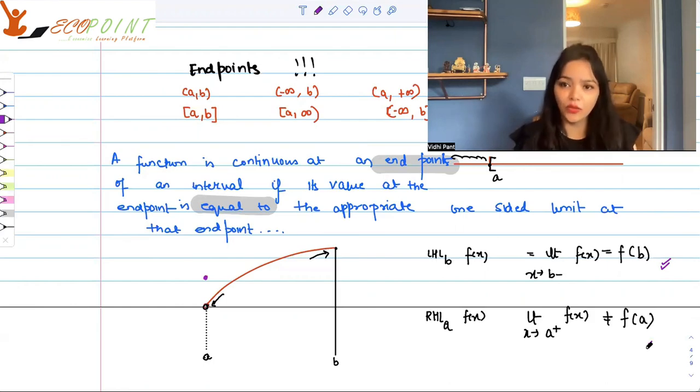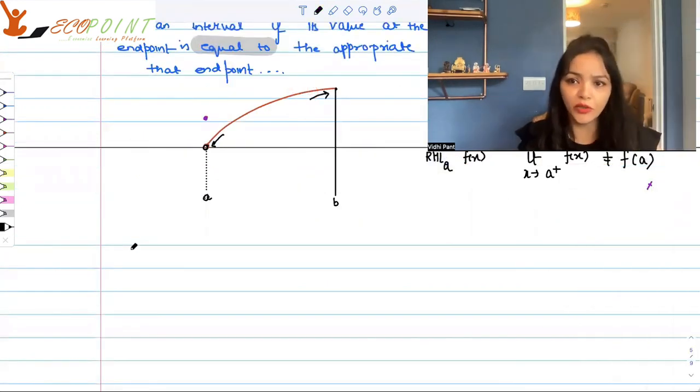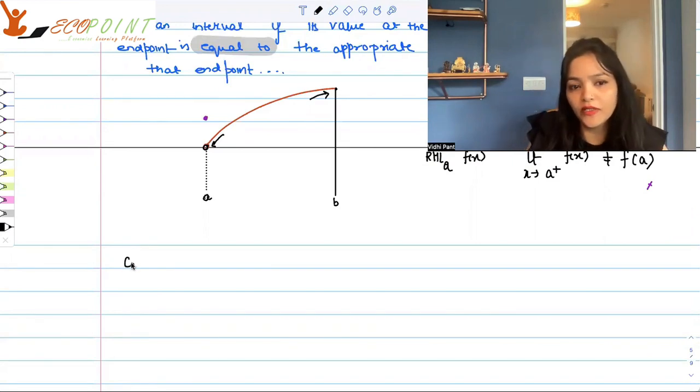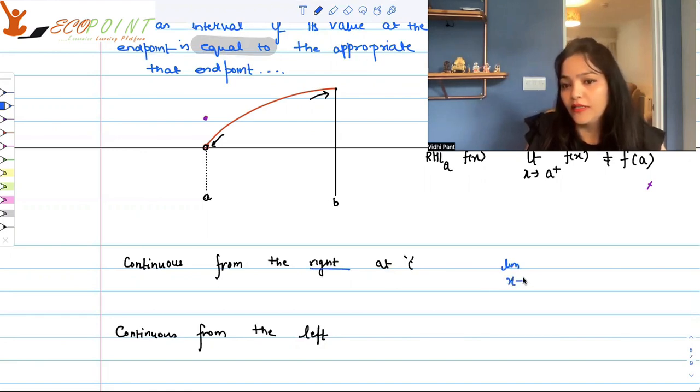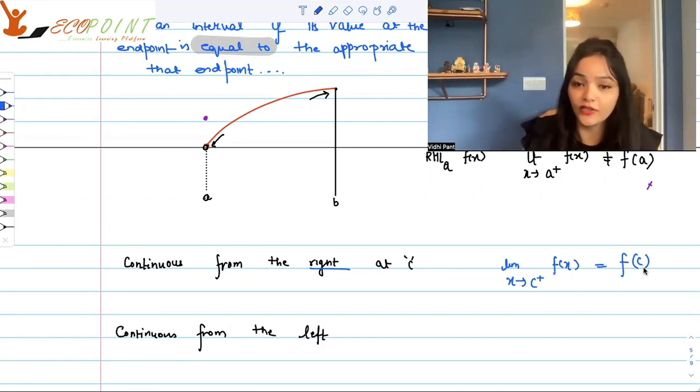So in general, at an endpoint, how do we define continuity? We make use of one-sided limits. There are two terminologies that we generally use here: continuous from the right and continuous from the left. When a function is continuous from the right at a particular point c, what's happening there? The right-hand limit, that is, the limit as x tends to c plus of f(x), is equal to the functional value at c. Therefore, it's right continuous, or continuous from the right, at c.